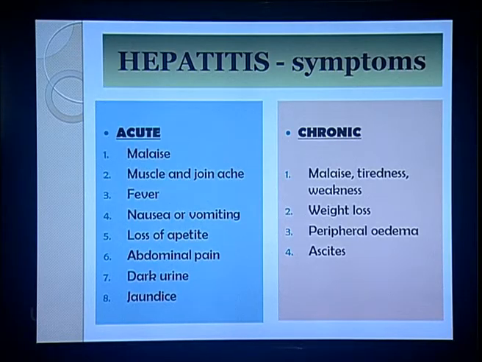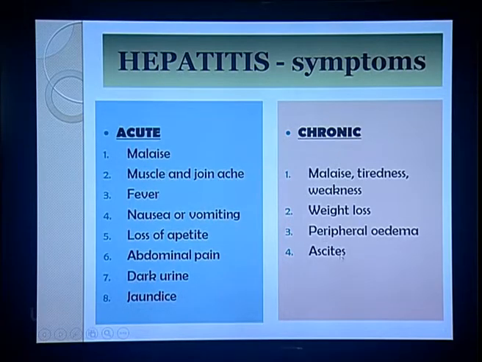Now, coming to the symptoms of hepatitis. Majority of the symptoms are matching with each other, like say for instance joint aches and malaise and overall discomfort. But what I want to highlight in acute hepatitis is dark urine. This is a typical symptom of acute hepatitis, and this means that jaundice is underway. And if you go to chronic hepatitis, you can see two very typical symptoms. One is the peripheral edema.